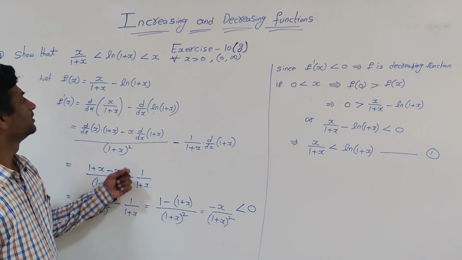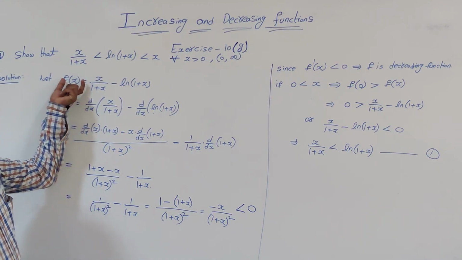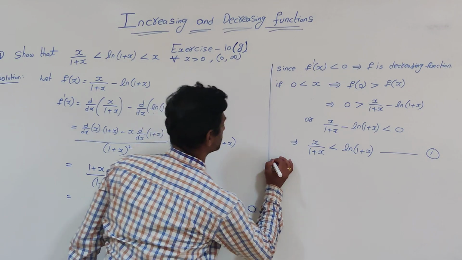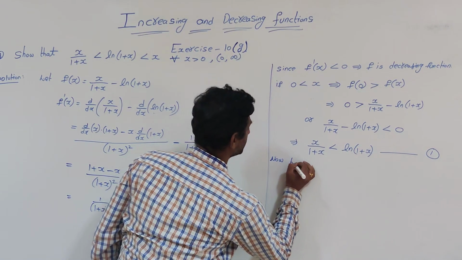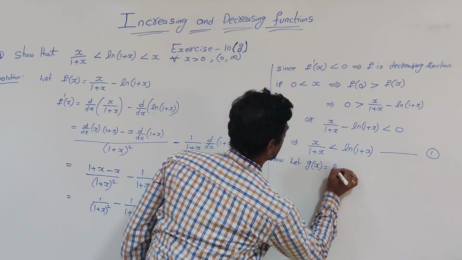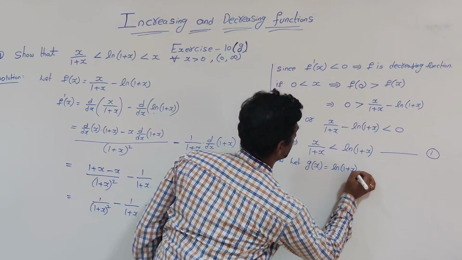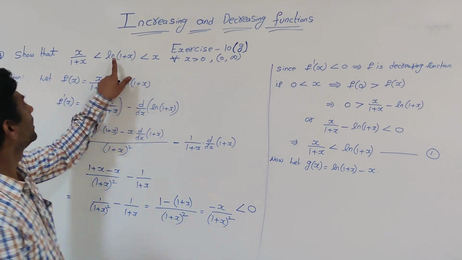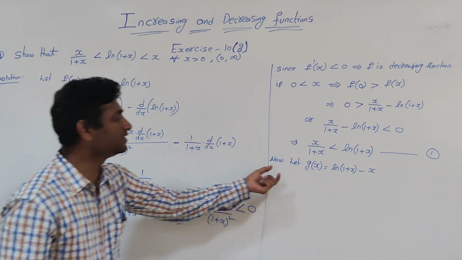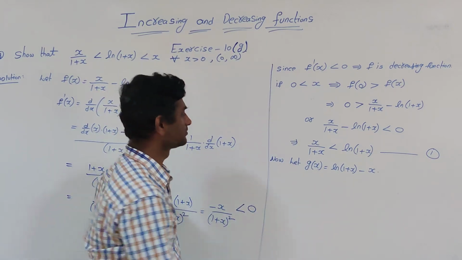Now, we have proved this is a decreasing function. Now let us take g of x. Let g of x be ln of 1 plus x minus x. Now we will try to find out what type of function it is.